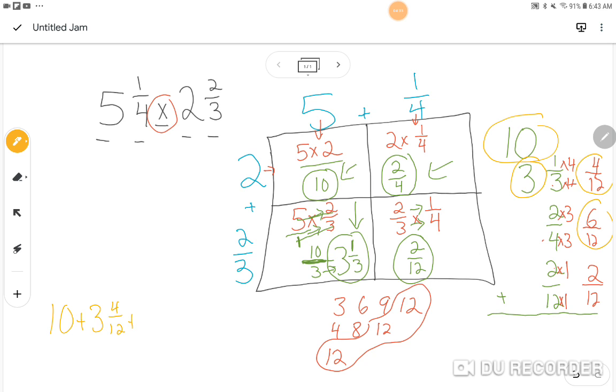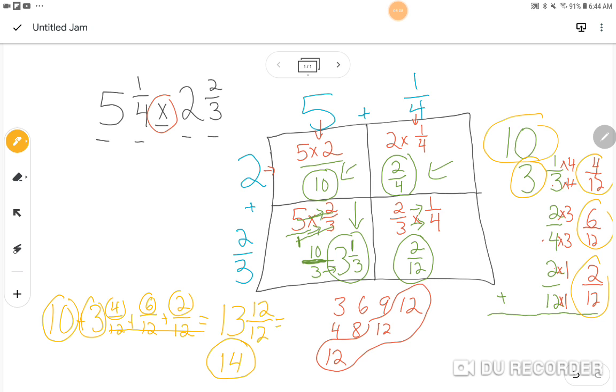Plus 6/12 plus 2/12. Well, now that we have common denominators, we're going to be able to keep the denominator the same. Let's first add our whole numbers. We have 10 plus 3 is 13. And then our denominator can stay the same, 12, because that's why we did all this work. And then we get 12 twelfths. 12 twelfths is the same as 1 whole, so it looks like the answer is 14.